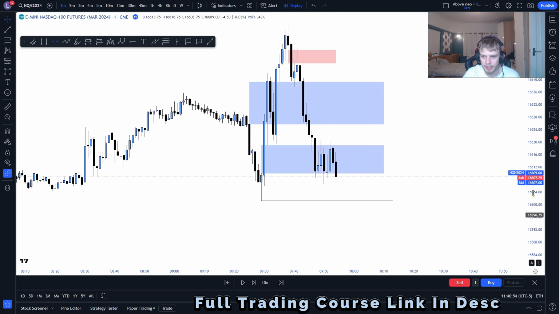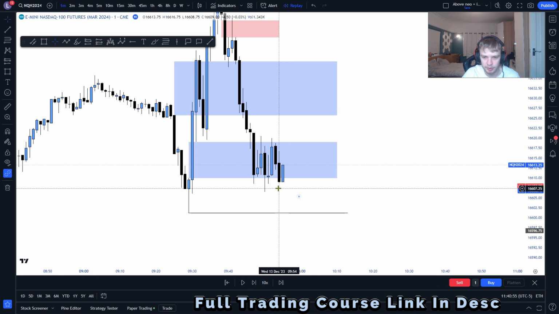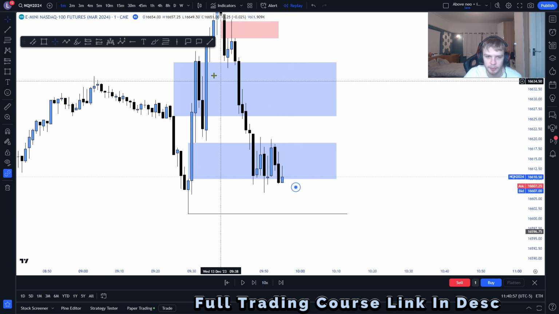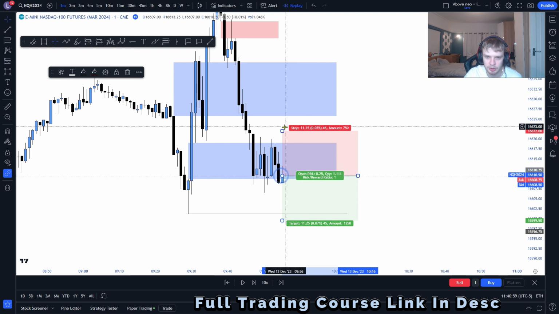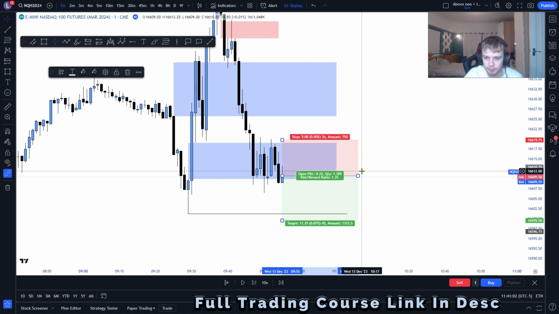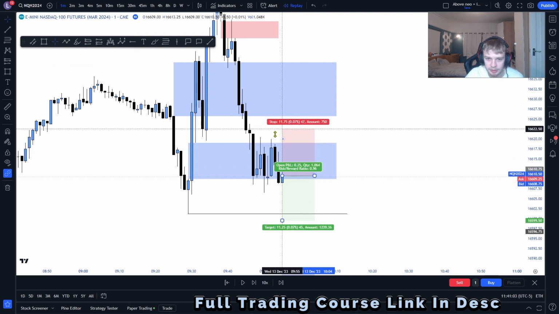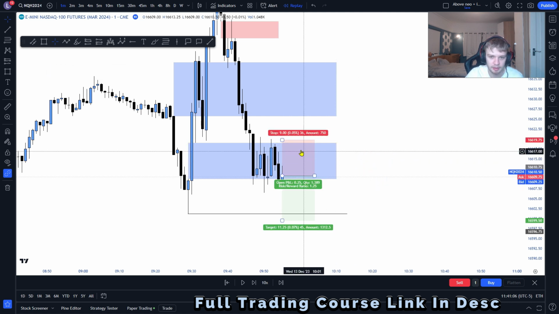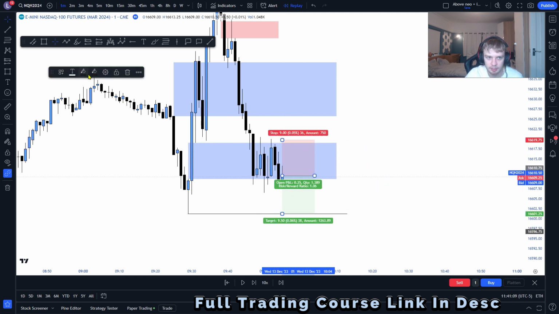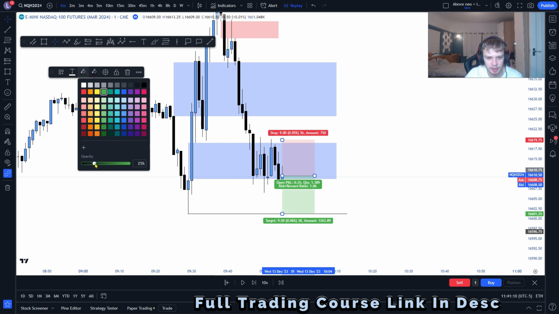Okay, so right here, as you see, this is the candle where we get the inversion model. So we enter our position right around here. Our stop loss would be if we came up and closed back above this 1 minute fair value gap, and then our take profit is obviously the sell side liquidity.